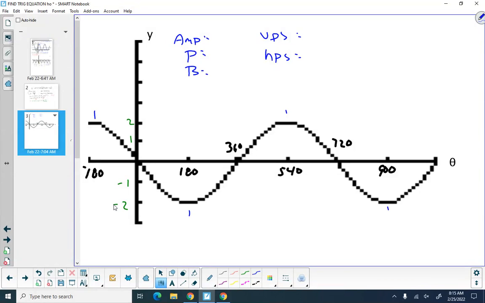Okay, if we take a look at the numbers here, amplitude, period, B value, vertical phase shift, Lucas, what do you have? Amplitude of 2, 1080. 1080 for the period? How'd you get 1080? It should be 720, right? 720. How'd you get 720?